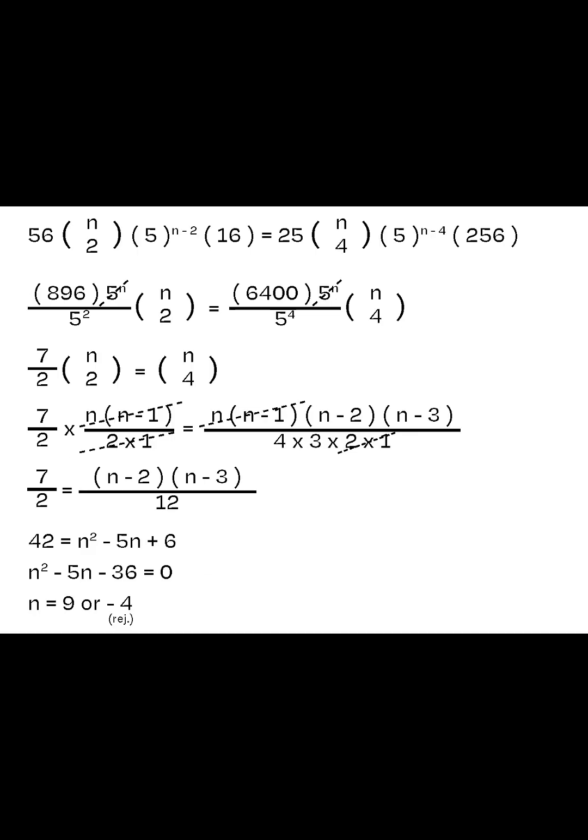Next, we are going to try to simplify this complex expression as much as possible. All right, so I start off on the left by splitting the 5 to the power n minus 2 into 5 to the power n in the numerator and then 5 squared in the denominator. Then I'm going to take the 56 multiplied by the 16 to get me 896. Then on the right side of the equal sign, I'm going to split the 5 to the power n minus 4 into 5 to the power n in the numerator and 5 to the power 4 in the denominator.